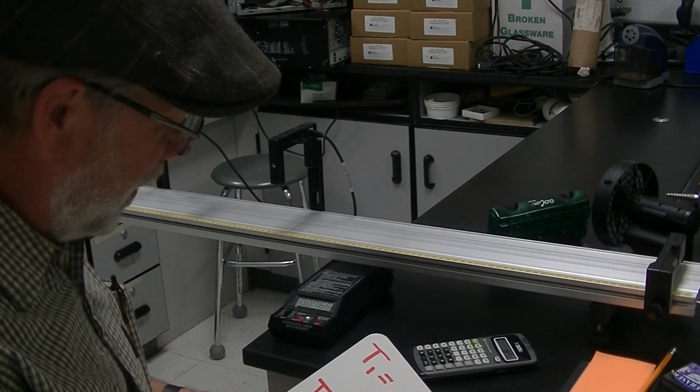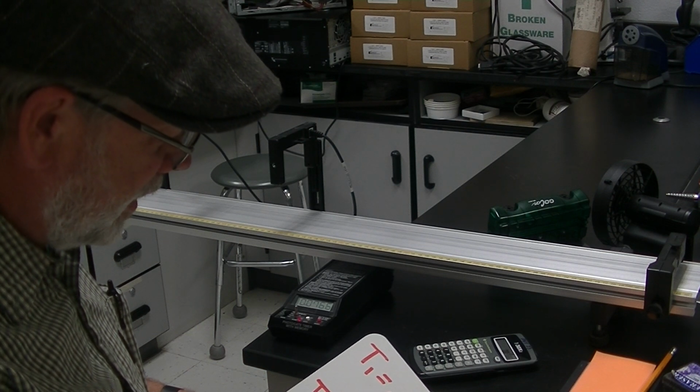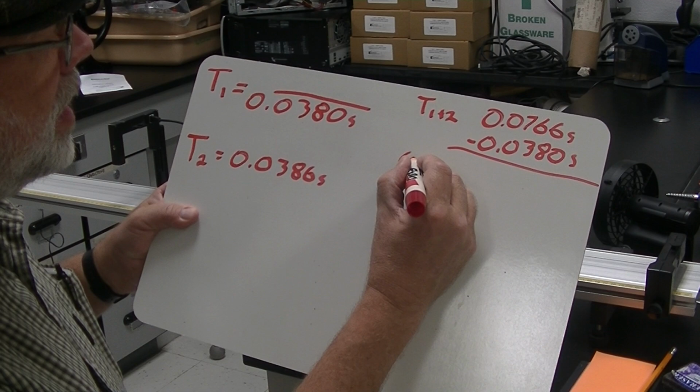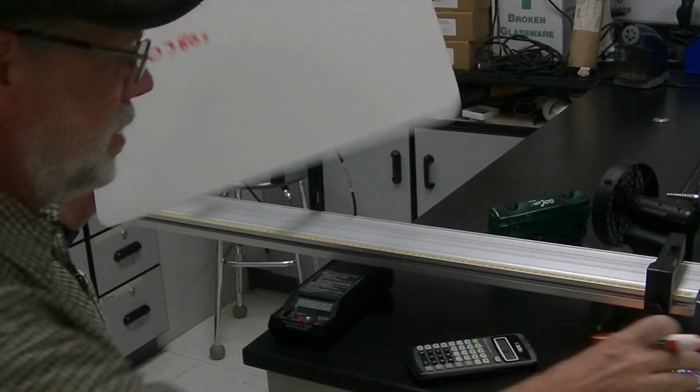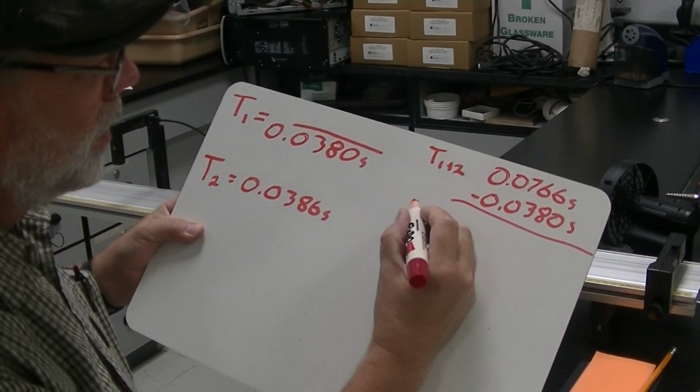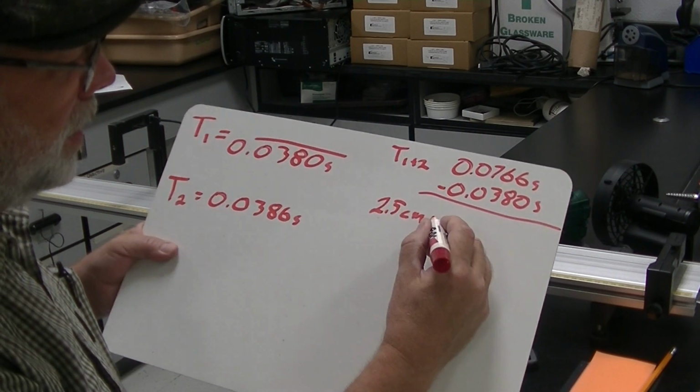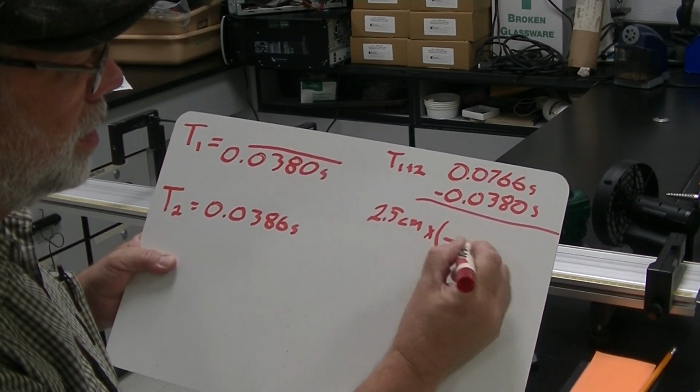All right, so if I would like to do a velocity calculation, I could do this very quickly. Remember my 2.5 centimeters. Well, I multiply by 1.